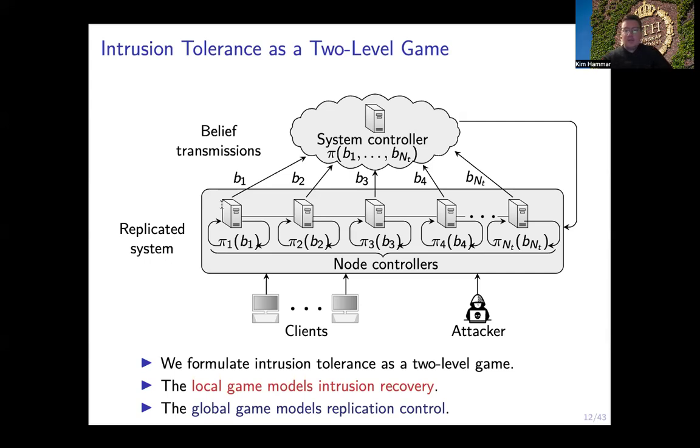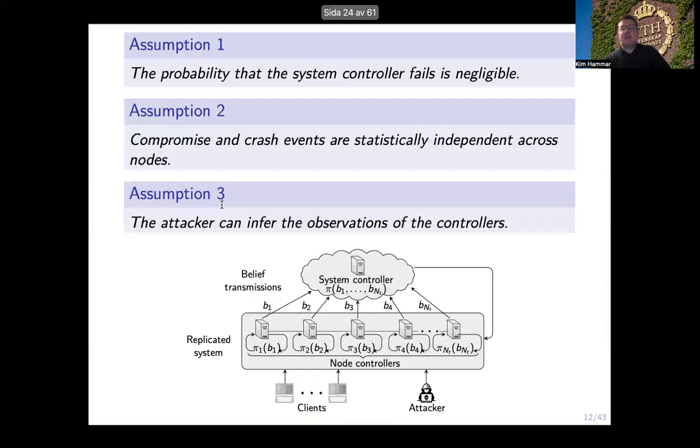So before I dive into the model, let me just start with the assumptions behind it. And we make three main assumptions. Firstly, we assume that the probability that the system controller fails is negligible. In our architecture, the system controller is actually not reachable to the attacker, which means that it can only fail by crashing. And therefore, we can meet this assumption in practice by simply adding some redundancy to the controller.